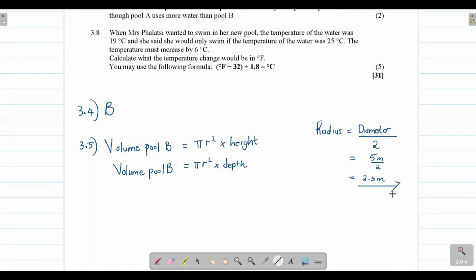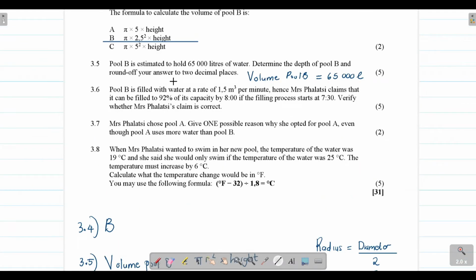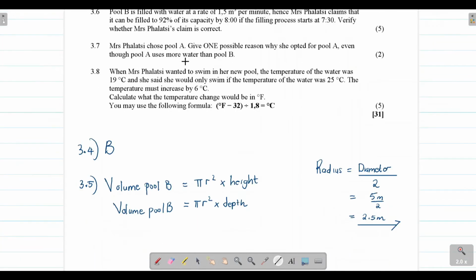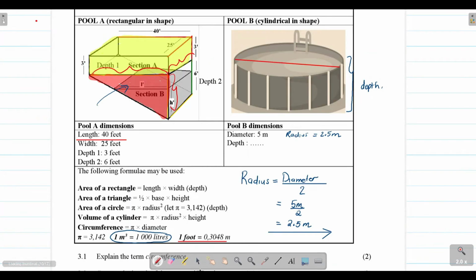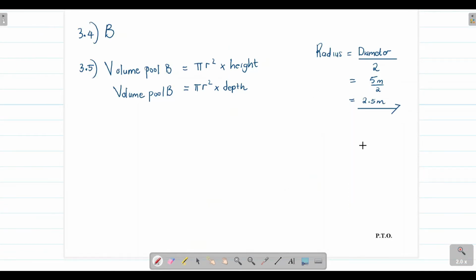So all that we need to do is simply substitute all our known values. We know your pi. Remember, they told us what your pi is supposed to be equal to. They said pi is equal to 3.142. So please use that value of pi that they have given to you in the question. But before that, let's just write that down. So it's going to be pi multiplied by, what is your radius? 2.5 all squared multiplied by, we want the depth of the pool. So I'm just going to write it as D.